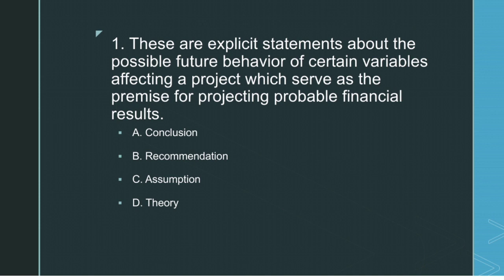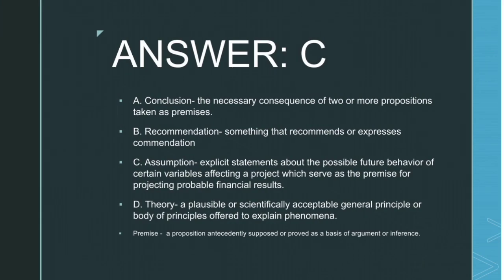These are explicit statements about the possible future behavior of certain variables affecting a project, which serve as the premise for projecting probable financial results. A. Conclusion. B. Recommendation. C. Assumption. D. Theory. So, the answer to the first question is letter C.